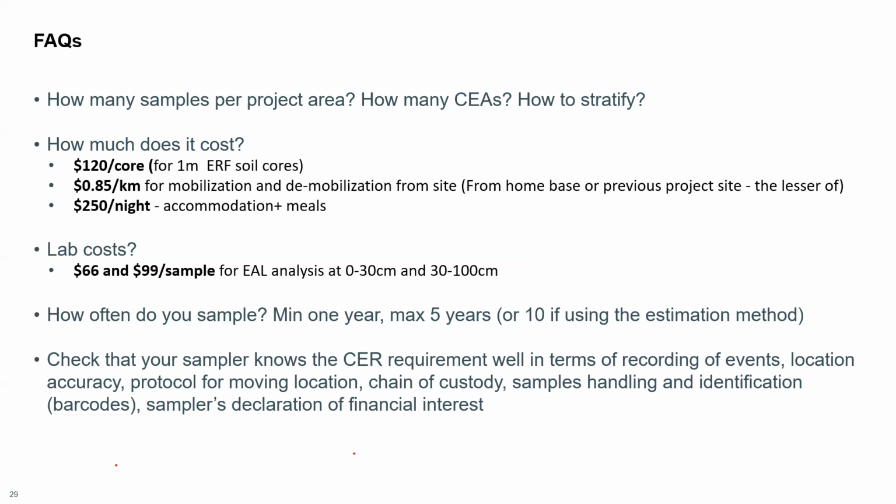Other questions? How often do you sample? Well, the minimum is 1 year. In the method, you can't sample more than once a year. The maximum is 5 years, or 10 years if you use the model assisted method between physical sampling rounds. But if you're doing physical sampling rounds every time, the maximum is 5 years.